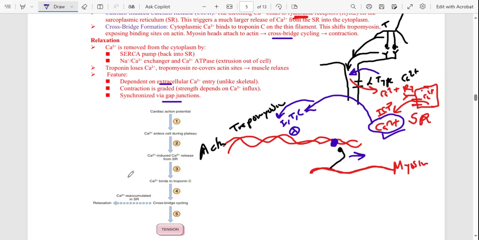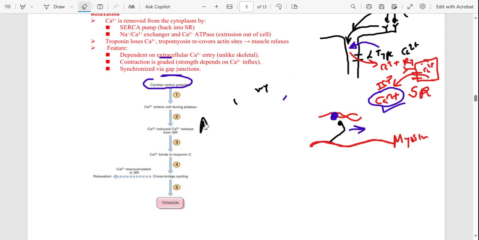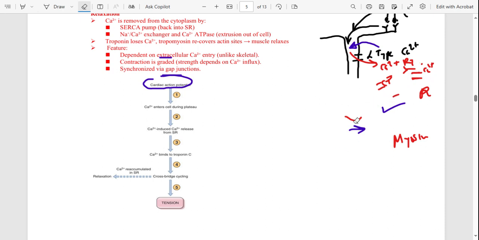Okay. So now just a quick summary of everything that I've talked about. The first thing is that you have got an action potential. That action potential is going to enter the cell. Here is a simple description so that you put everything together, because it's very important for you to understand the different mechanisms of contraction in the three types of muscles. They are not the same.